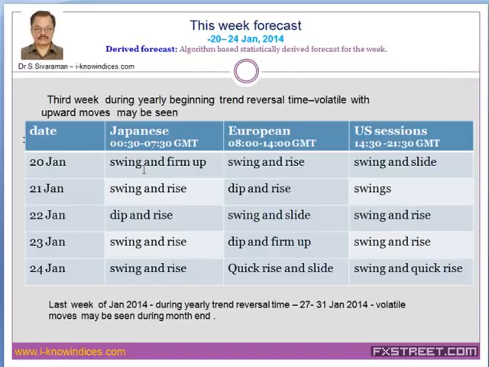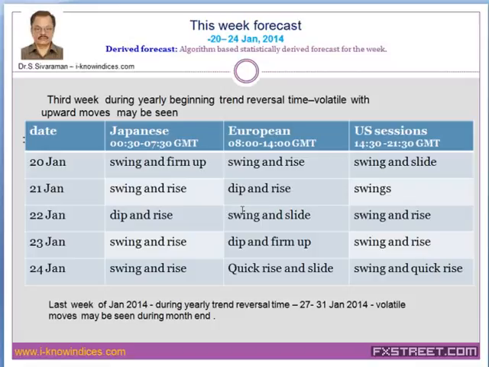So today, the 20th, Euro and GBP are expected to make a swing and firm up move. Then a swing and rise move could be seen during the European session, and a swing and slide move is expected during the US session. So it will be something like a parabolic curve, just to gain levels and afterwards come back again. One can do a buy and sell trade till the European session, afterwards a sell and buy trade for the day.